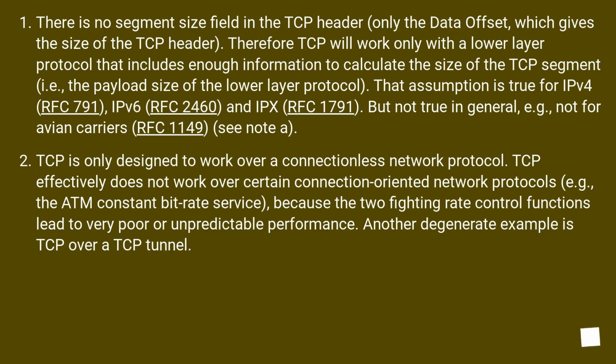TCP is only designed to work over a connectionless network protocol. TCP effectively does not work over certain connection-oriented network protocols, for example, the ATM constant bitrate service, because the two fighting rate control functions lead to very poor or unpredictable performance. Another degenerate example is TCP over a TCP tunnel.